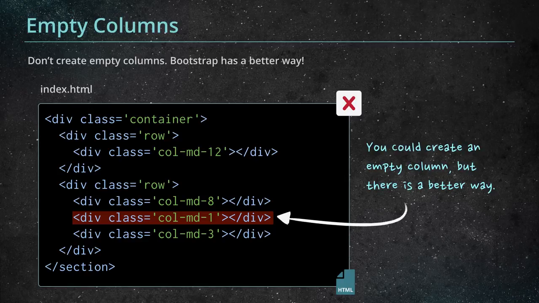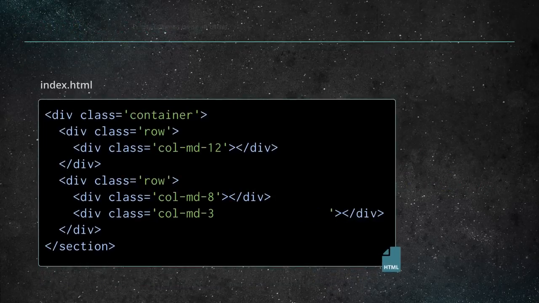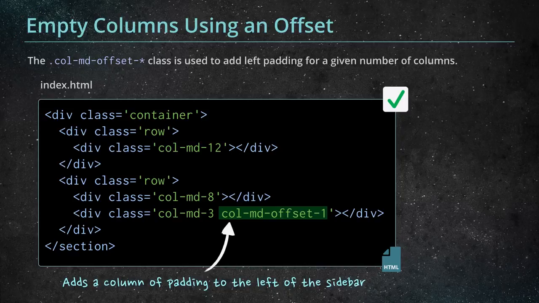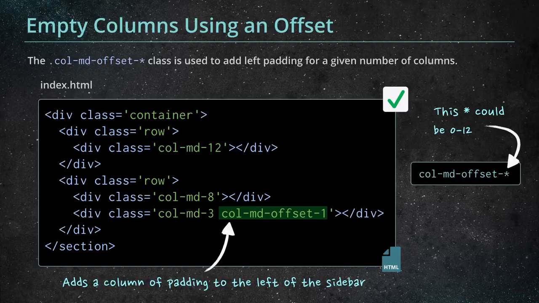Bootstrap provides a class that we can use to offset our elements by a given number of columns. So in this case, we can get rid of that col-md-1 element and instead add a class of col-md-offset-1 to our sidebar. What this would do is add a column of padding to the left of our 3-column sidebar. This star here could be anything from 0 to 12, and it'll add that many columns of padding to the left side of the element.